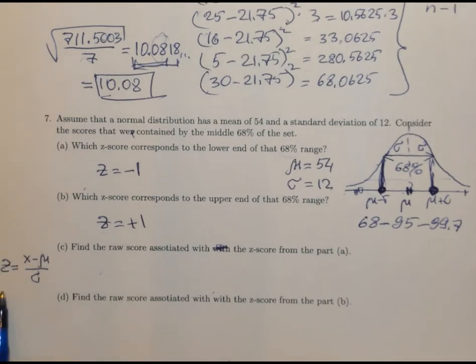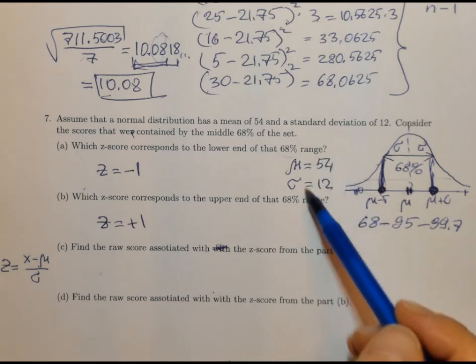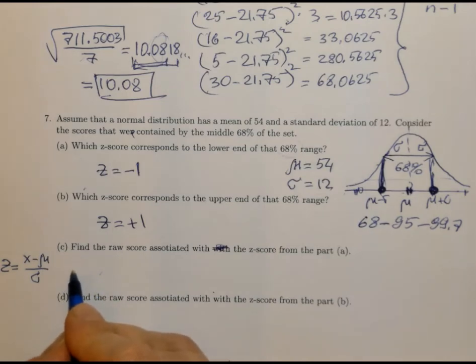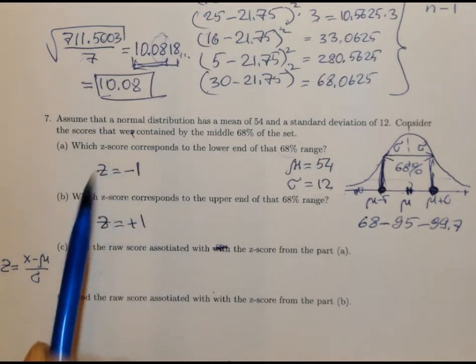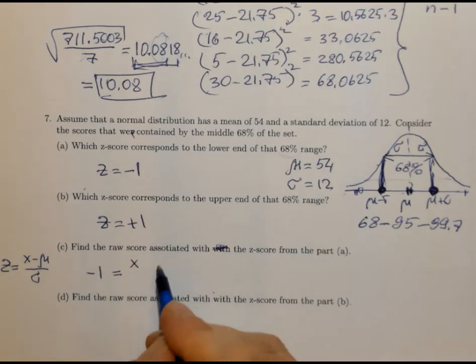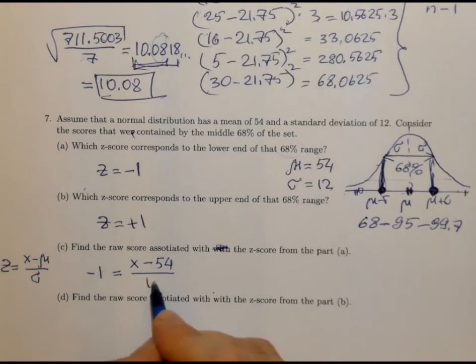We have a formula connecting z-score and raw score for the normal distribution, and we can substitute mu and sigma. So the z-score in part A is -1, x is what we want to find, mu is 54 and sigma is 12. We have to solve this equation for x.